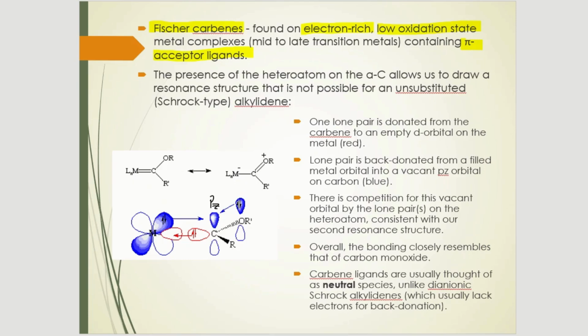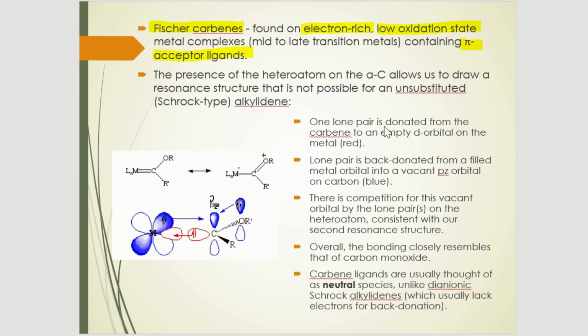Okay, now as you can see from the slide, they have mentioned Fischer carbene is found on electron rich, low oxidation state metal complexes. So the properties of Fischer carbene, they prefer middle to late transition metals, which have pi acceptor ligands. The presence of the heteroatom on the carbon allows us to draw a resonance structure that is not possible for unsubstituted Schrock type, because for the Schrock type they only have an alkyl group R. But for the Fischer carbene they have O, S, or N heteroatoms, which have the properties of an electron withdrawing group.